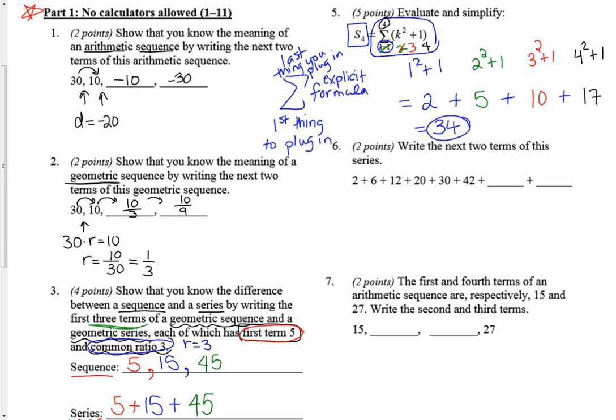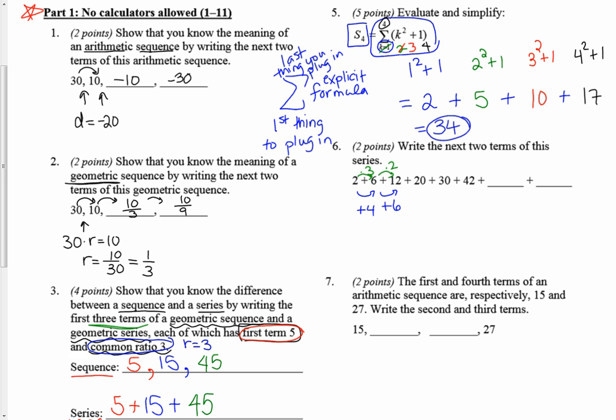Number 6 asks me to write the next 2 terms of this series, so I have to figure out what the pattern is. I always start out looking for an addition pattern, because that's easier to me. If I were looking for an addition pattern, I would say 2 plus 4 is 6, but then 6 plus 6 is 12, so it doesn't look like it's addition to me. Next thing I would check is maybe this could be a multiplication pattern? Well, 2 times 3 gives me 6, but 6 times 2 gives me 12. So it doesn't appear right now that I'm either arithmetic or geometric. I'm going to have to see if another pattern develops.